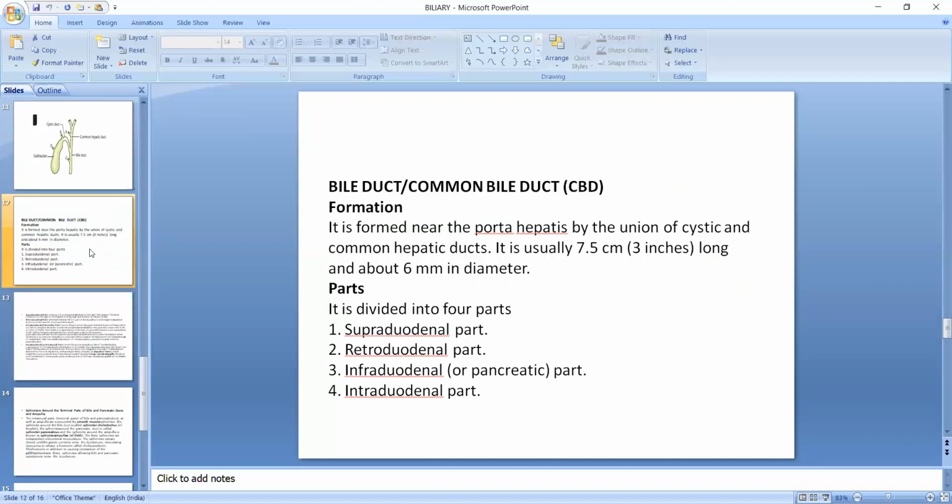Now we will discuss the common bile duct, that is, we say bile duct also. It is formed by the union of the cystic and common hepatic duct, and it is usually 7.5 centimeter long and about 6 millimeter in diameter. It is divided into parts: supraduodenal part, retroduodenal part, infraduodenal part and intraduodenal part.